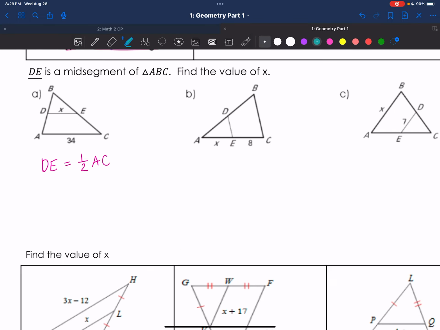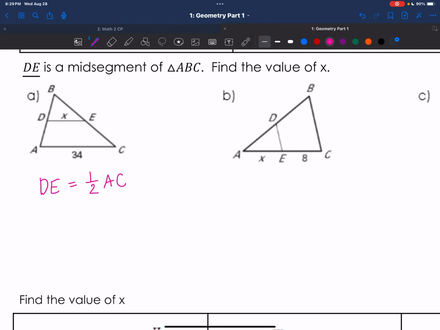So DE is a mid-segment of ABC. I wrote the first part here. DE is going to be half of AC. So they are parallel. If we know that DE is x, that's going to equal half of whatever this segment is, and in this case, this is 34. So now just go ahead and solve. Well, what's half of 34? That's 17. Done.